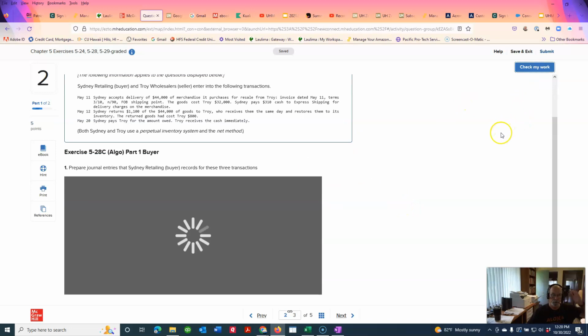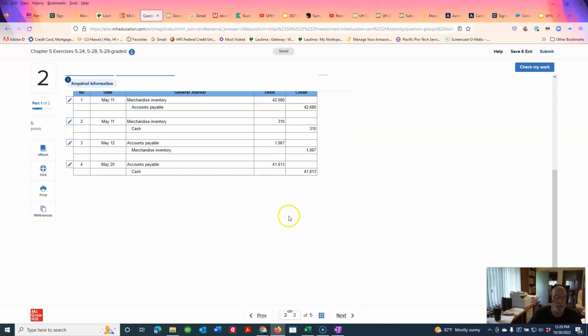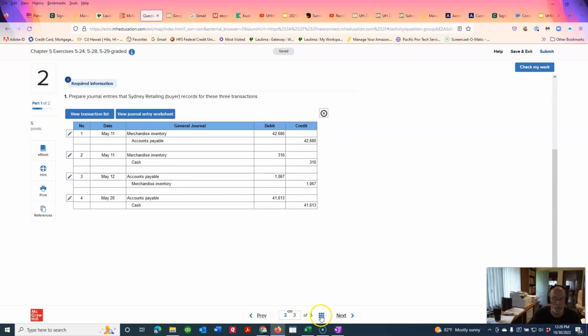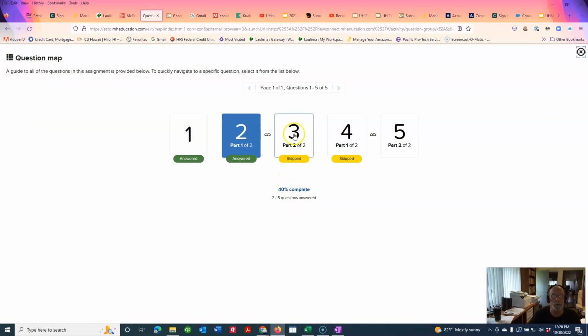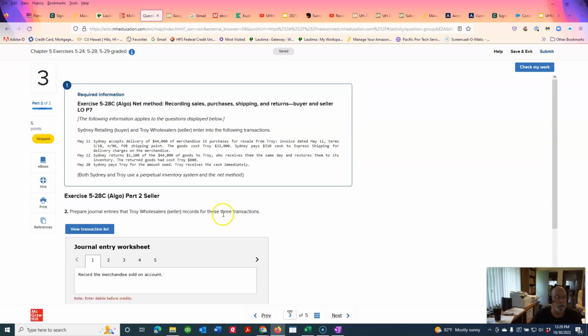All right. So we have recorded our transactions on the buyer's books. Now, I believe the next step is going to be the seller's books. Yeah, part 2 on seller. Same transactions. However, we are recording those transactions not on the buyer's books, but on the seller's books. All right, so let's move ahead with part 2, recording these transactions on the seller's books.